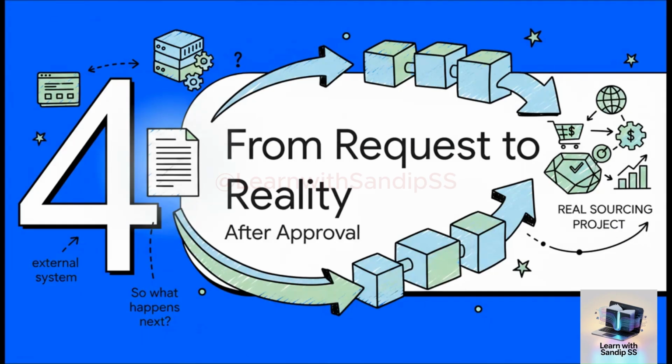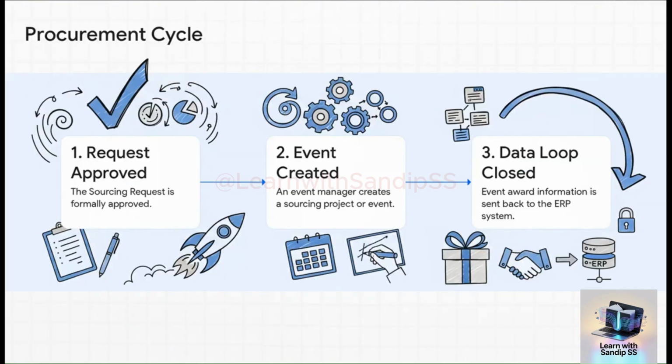All right, so it doesn't really matter how it got there, manually from the dashboard or automatically from another system. The point is, you now have an approved sourcing request. So, now what? How does this initial document actually become a real project? This is where things really start to happen. An event manager takes that approved request and uses it to build the actual sourcing project. They run the event, a supplier wins the business, and then, to bring it all full circle, that award information gets sent right back to the original ERP system. The loop is officially closed.